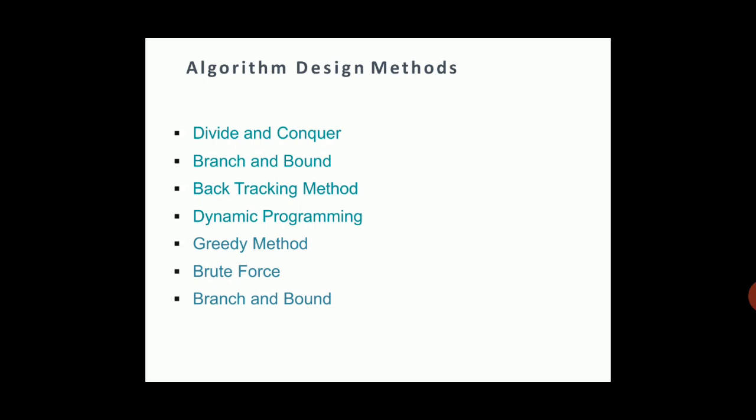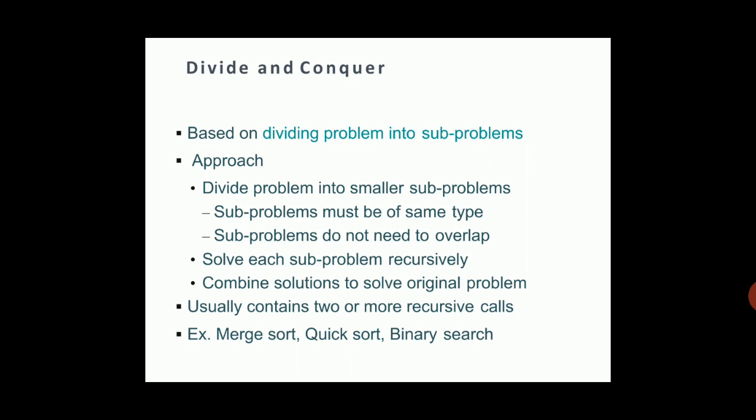In the whole course of DA, we will discuss divide and conquer, branch and bound, backtracking, dynamic programming, and all these methods further in the next modules. So here we will discuss theoretically and understand this type of method. We will start with the first method. This is called the divide and conquer method.